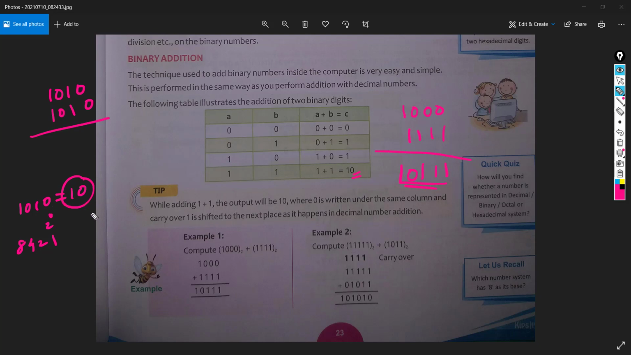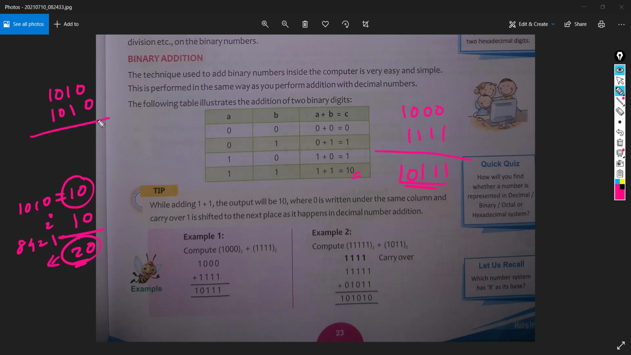So if we add 10 and 10, in binary the result will be 20. That we know, isn't it? What we want to find out here is the corresponding binary of this 20 by adding these two binary numbers. Okay, let's check.